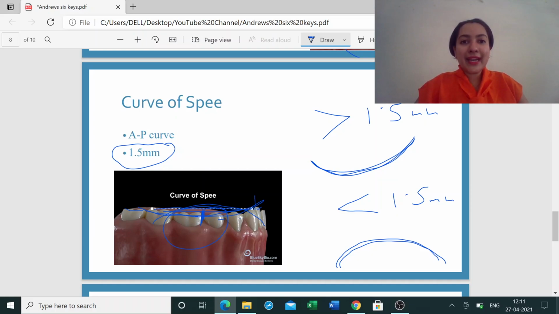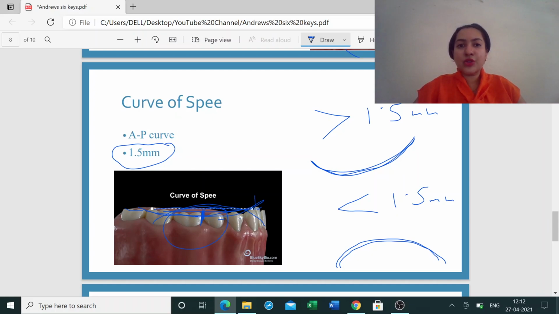So how do you correct a curve of Spee? Curve of Spee can be corrected either by extrusion of posterior teeth or intrusion of lower anterior teeth, or it could be a combination as well, depending where the problem lies. So a lot of analysis is there to find out how to correct a curve of Spee, whether you should extrude, intrude, or a combination method has to be done. But for you at this level, what you should know, the sixth key given by Andrews is the curve of Spee, which is an anteroposterior curve running from posterior teeth to anterior teeth.